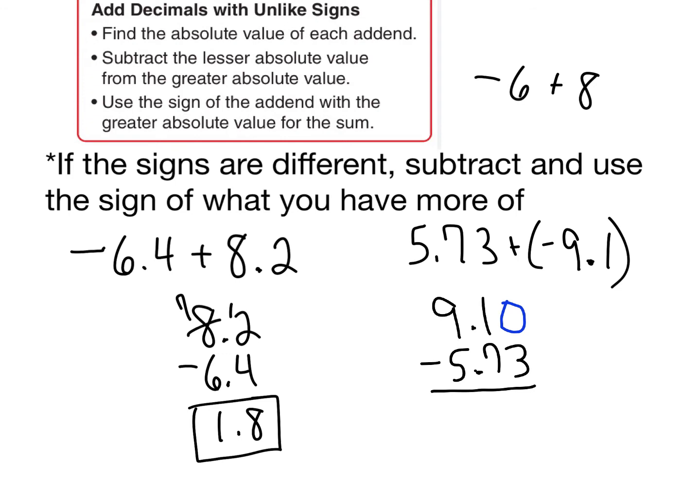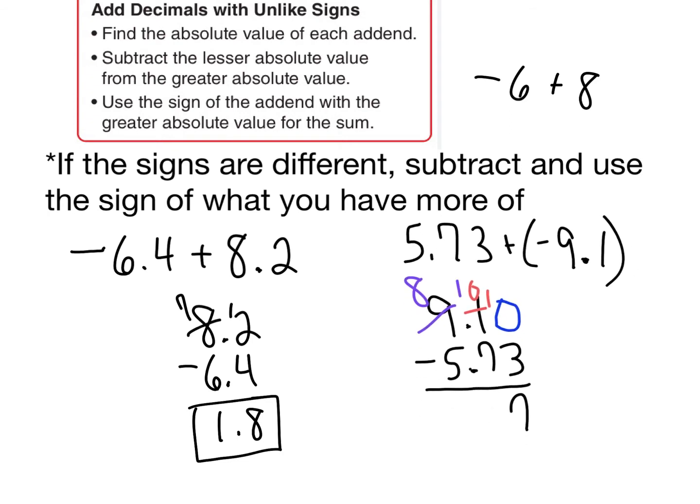When we go to subtract, we can't do 0 minus 3, so we'll have to borrow. 10 minus 3 is 7. We can't do 0 minus 7, so we'll have to borrow again. So 10 minus 7 is 3. Bring your decimal point down, and then 8 minus 5 is 3. And then we need to think at the very end, which one did we have more of? We had more that were negative, so our answer is going to be negative 3 37/100.